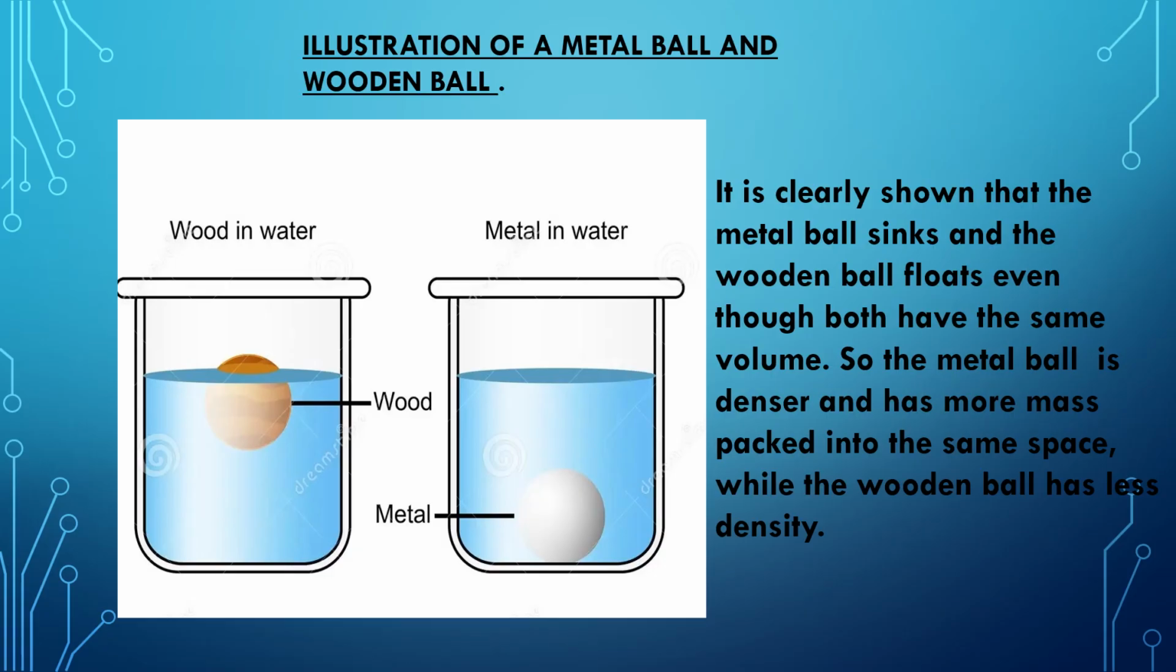And here is another example showing an illustration of a metal ball and a wooden ball. It is clearly shown that the metal ball sinks and the wooden ball floats, even though both have the same volume. So the metal ball is denser and has more mass packed into the same space, while the wooden ball has less density.